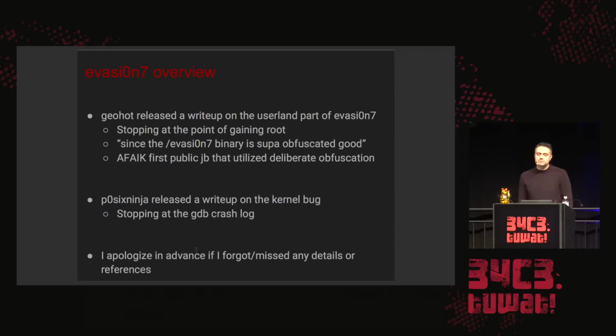I assume it's partly to hide the piracy app store that was bundled with it, and maybe partly to hide the kernel bug. But I'm not sure about the reason. Now, POSIX Ninja, who found, as far as I know, the kernel bug, did a write-up on it. It's on the iPhone wiki, and he basically describes the bug, and he stops at the point where he gets a crash log from GDB. So he doesn't say anything about how to exploit it.